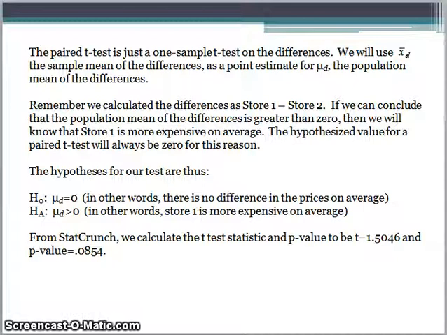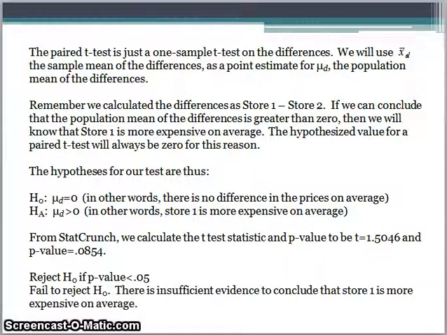So from StatCrunch, we get the test statistic is 1.5046 and the p-value is 0.0854. And we fail to reject H0. Well, as always, we're rejecting H0 if p-value is less than alpha. So we're failing to reject H0, and we say that there is not sufficient evidence to conclude that store 1 is more expensive on average.